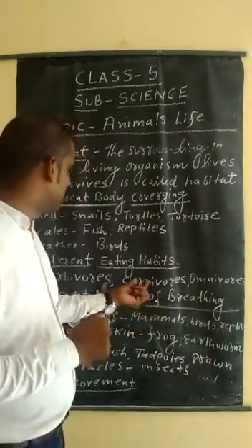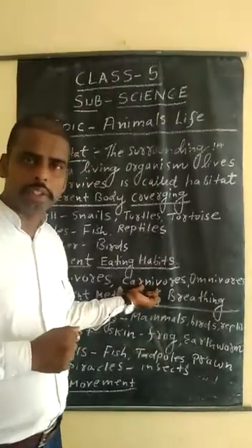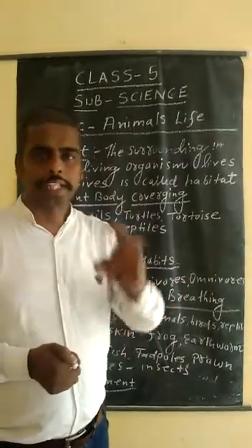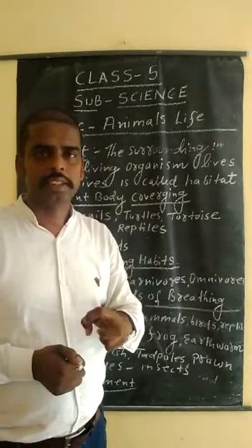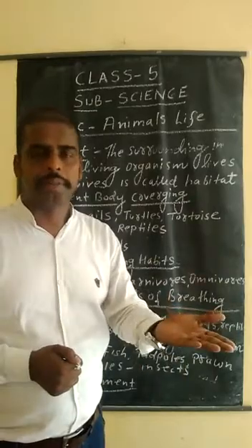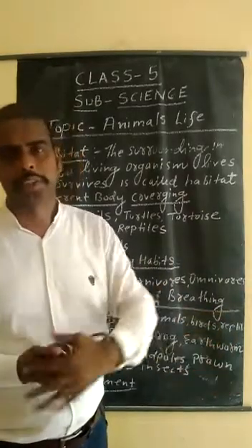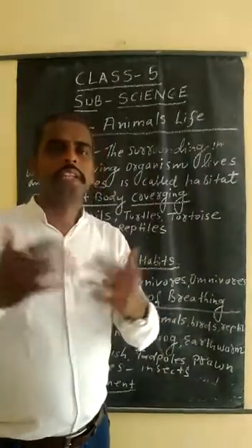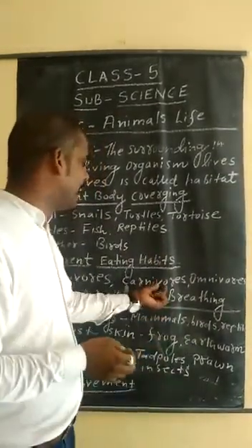Second one is carnivorous animals. Those animals who eat flesh of other animals. Suppose a lion has pointed teeth, tearing teeth. They tear the flesh of the rabbits, deer, and herbivorous animals. Means the organism who eats meat or flesh of other animals is known as carnivorous animals.